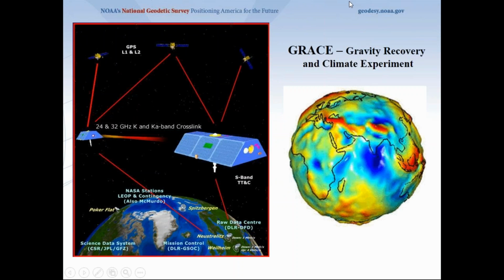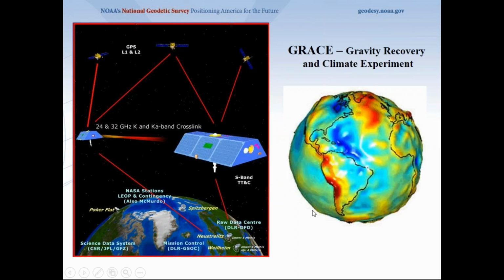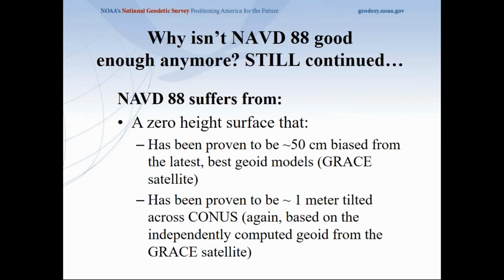GRACE, a satellite-based gravity mission, essentially allowed us to see this from a scientific standpoint. Data from GRACE has shown that our vertical surface is biased by about 50 centimeters, about half a meter. It's also proven to have a tilt across the United States of about a meter. A good portion of that tilt had to do with the buildup of error from leveling across the country with one constraint. I think there are some geophysical aspects to that as well, but a large part of that is just the inherent error built into the leveling network.